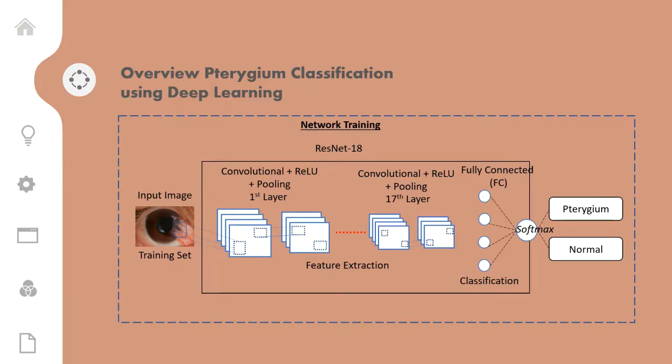At the 17th layer, the feature extraction process ends. All the extracted features are flattened by the fully connected layer before being fed into the softmax activation function. The softmax activation function will determine the input image, either labeled as normal or Pterygium.